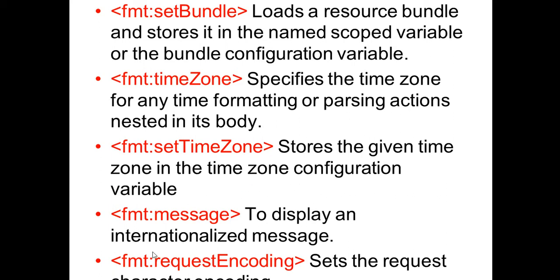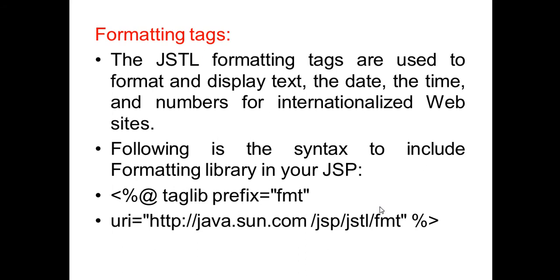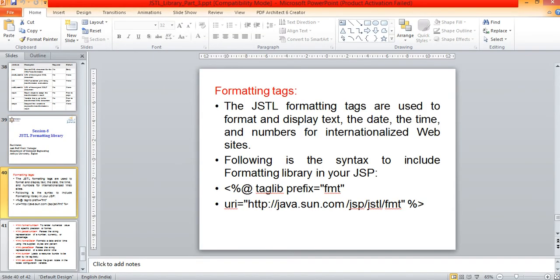If you want to display any internationalized message, then you require the tag fmt:message. If you want to do request encoding, then you require the tag fmt:requestEncoding, which sets the request character encoding. So here we ended the list of tags available with the formatting library. Let's see one example of it.